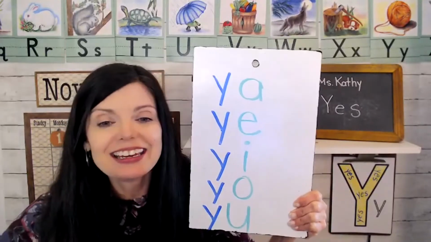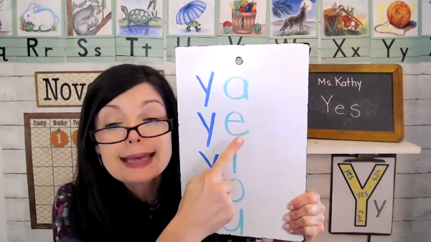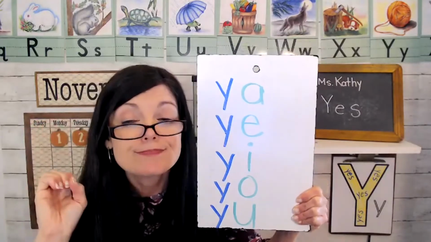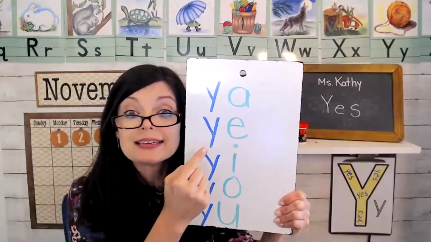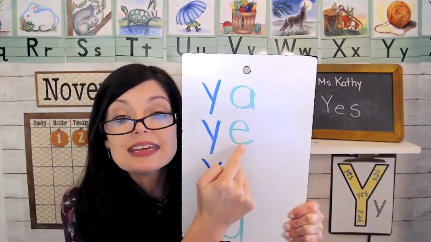Yeah, good. Do you remember that E looks like an ear? And what does E say, Sunny? E says, eh, eh, eh. Okay, let's blend. Eh, yeah.